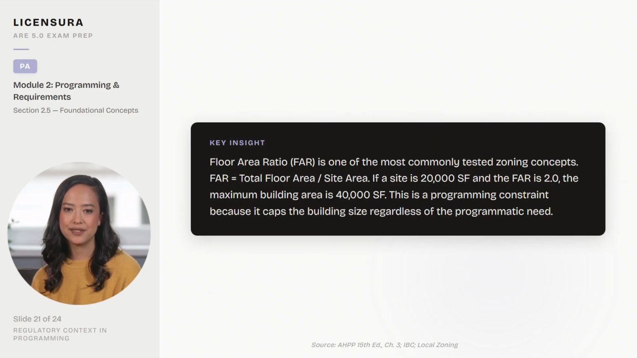Here's the key insight. Floor area ratio, FAR, is one of the most commonly tested zoning concepts. FAR equals total floor area divided by site area. If a site is 20,000 SF and the FAR is 2.0, the maximum building area is 40,000 SF. This is a programming constraint because it caps the building size regardless of the programmatic need.